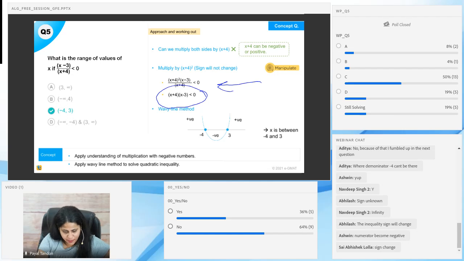So again, simple question, but application of two concepts. One, how do you solve quadratic inequalities? Number two, understanding of the fact that you cannot simply multiply both sides by x plus 4, because you don't know how the sign of the inequality is going to change. Got it?